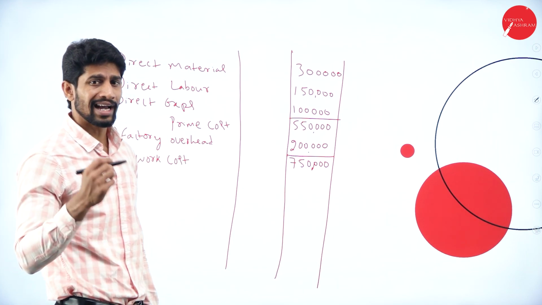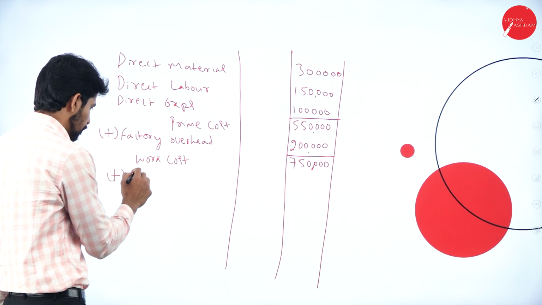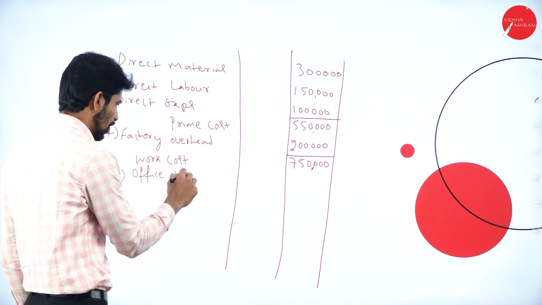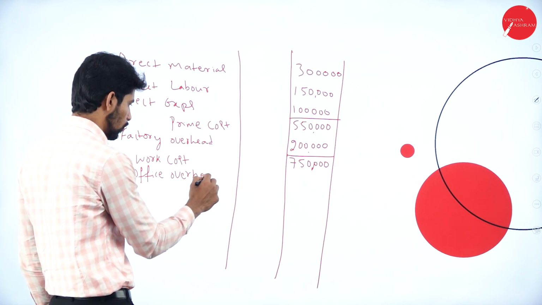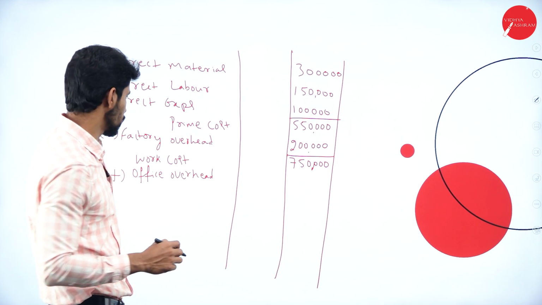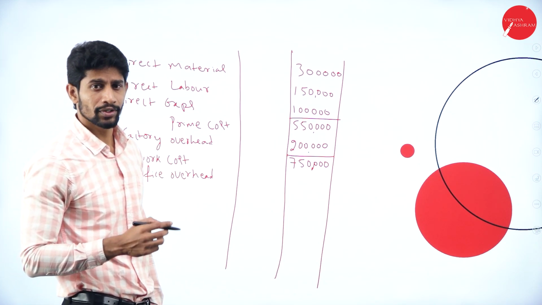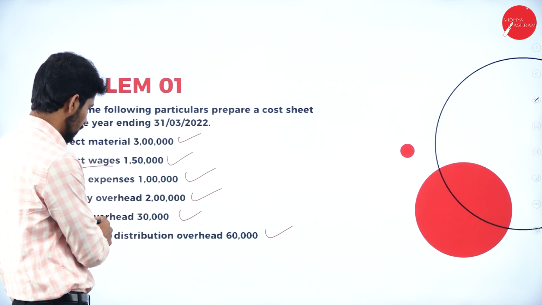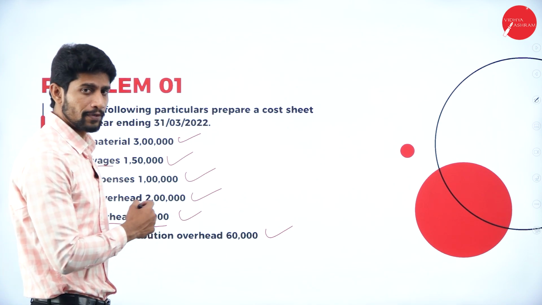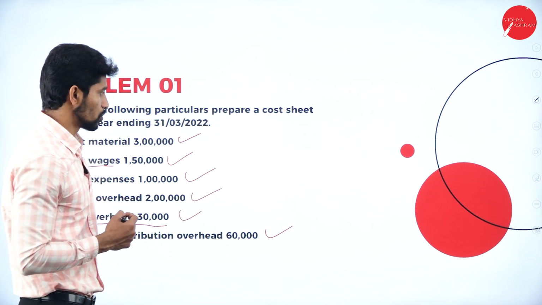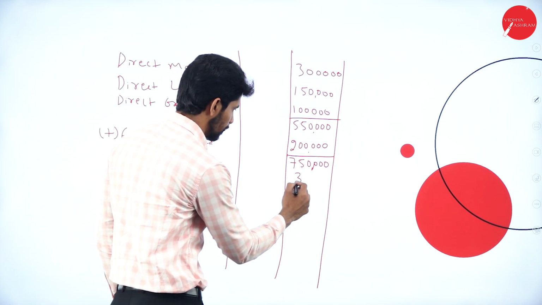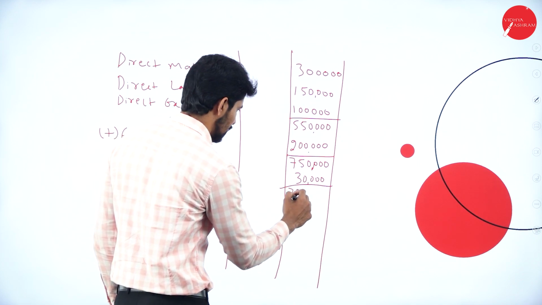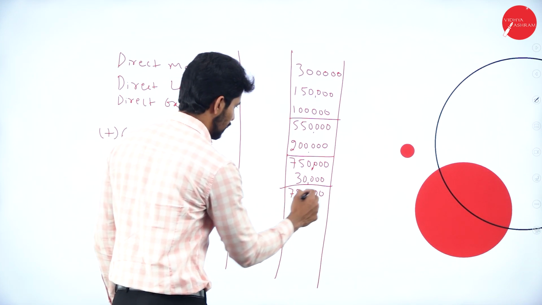So to the work cost, add office overhead, or office and administrative overhead. If you add office and administrative overhead to the work cost, what are you going to get? You are going to get cost of production. So what is the office overhead? Office expenses are rupees 30,000. So write down rupees 30,000 here. Add 30,000, and you will get 7,80,000.